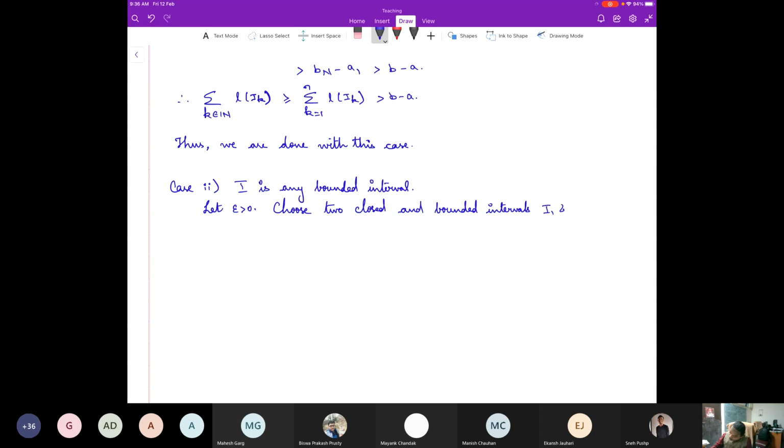I1 and I2, such that I1 is contained in I, which is again contained in I2, and now the other way is going to happen. Length of I2 minus epsilon is less than or equal to length of I, which is again less than or equal to length of I1 plus epsilon.